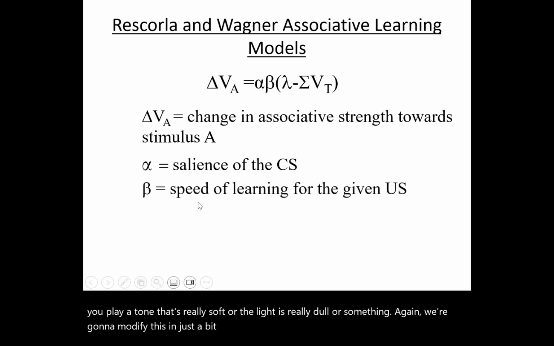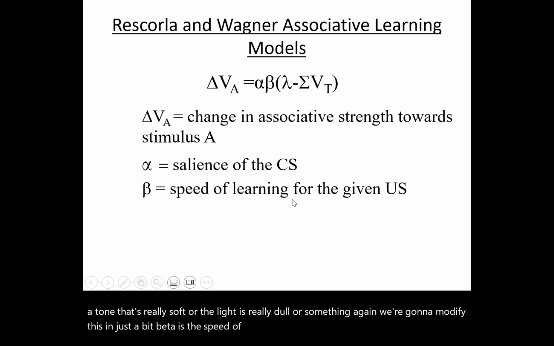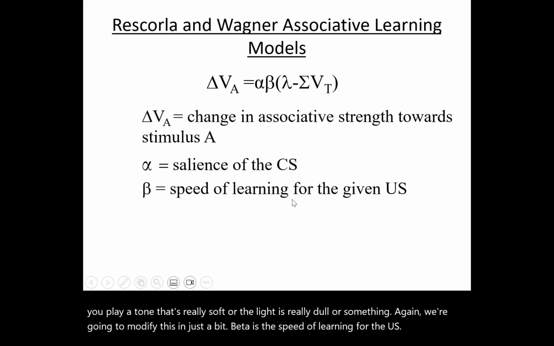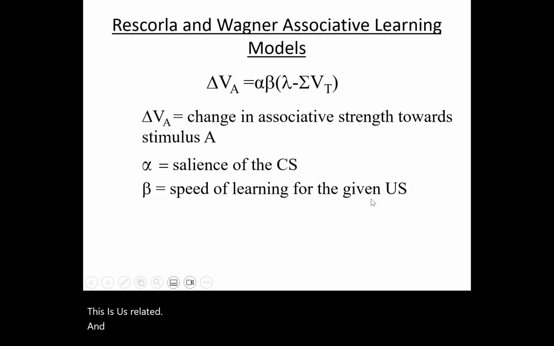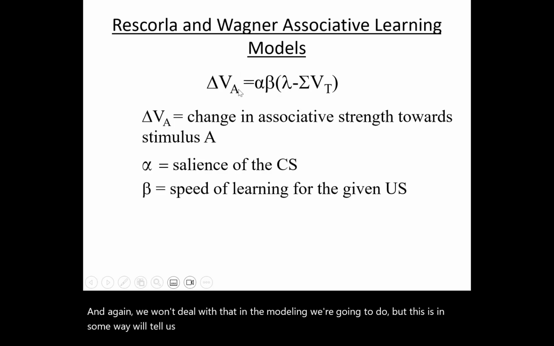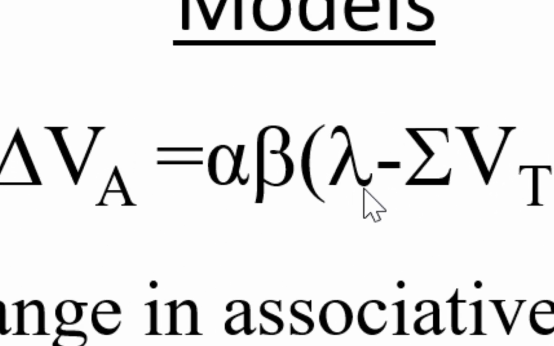Beta is the speed of learning for the US. This is US related. And again, we won't deal with that in the modeling we're going to do. But this will, in some way, tell us how fast the animal learns. These two variables here. Then we get to lambda. That's lambda right there.